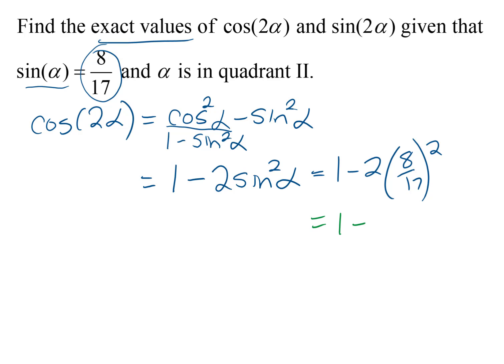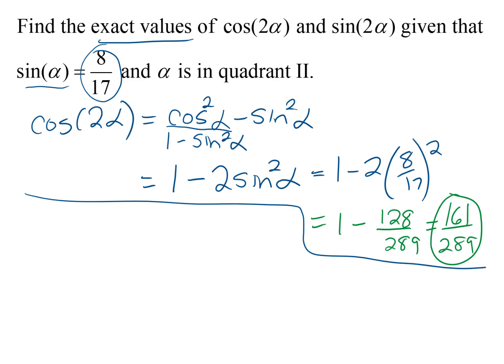If I square the 8 and times it by 2, that's 64 times 2, that's 128 over, if I square 17, I get 289. And so 1 will be 289 over 289 minus 128 over 289, and that leaves me 161 over 289. Now let's go ahead and do the sine.